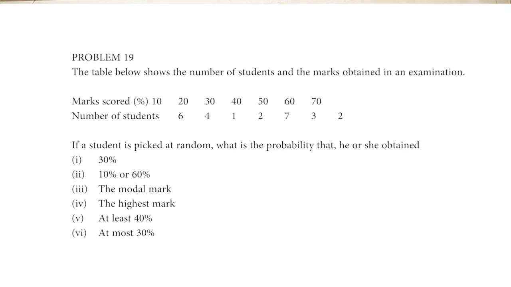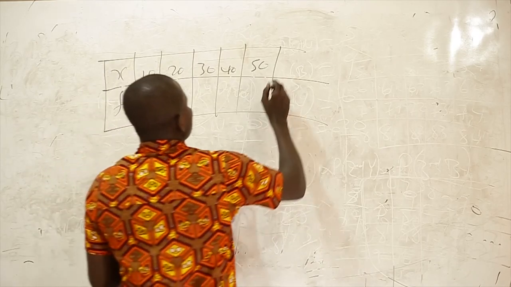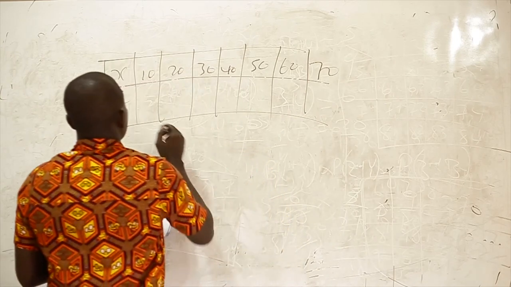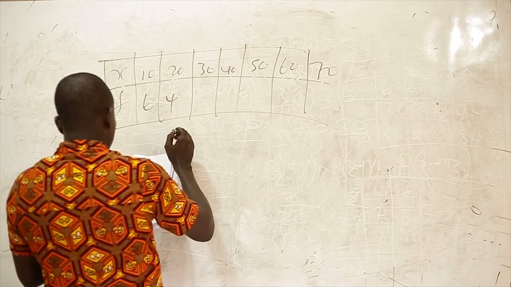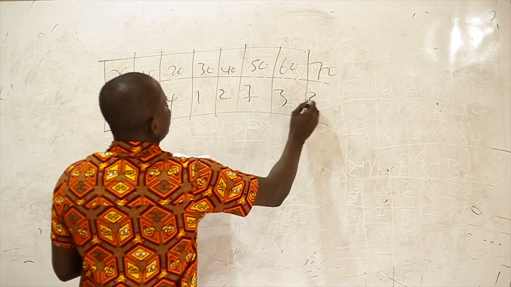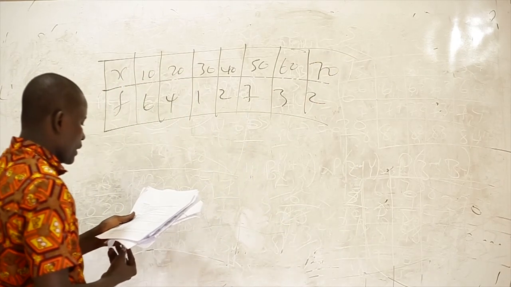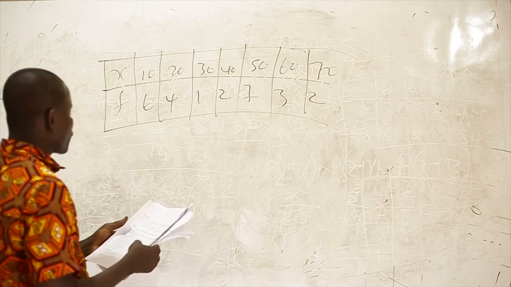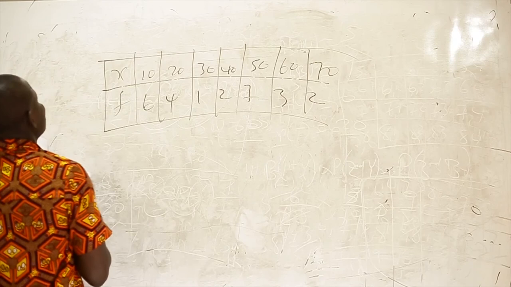Then you say here is 10, 20, 30, 40, 50, 60, 70, with frequencies 6, 4, 1, 2, 7, 3, 2. Then he's asking us that if a student is chosen at random, remember this one is in percentage.